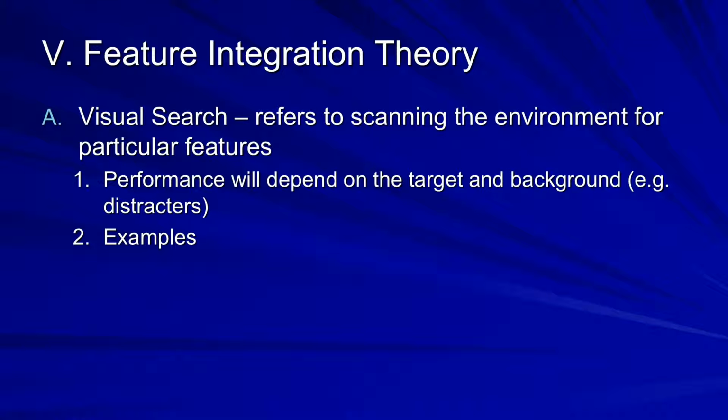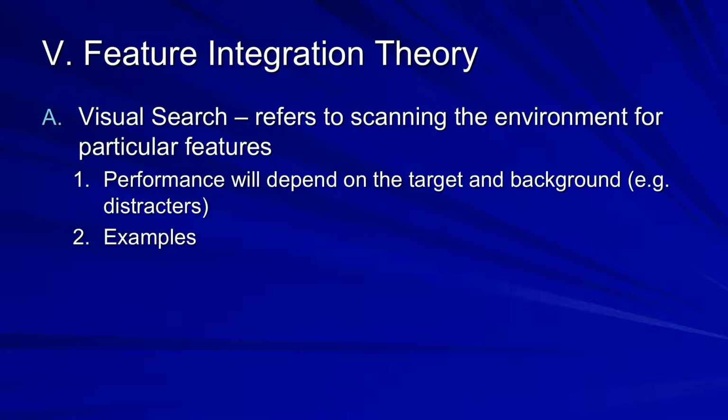in which feature integration theory tries to explain how we find things in our visual environment, how we pay attention to them, and how we allocate our attention towards specific objects in our environment. So basically a visual search of our environment. So this refers to scanning the environment for particular features. Performance on these kinds of tasks will depend on what we're looking for, what we call the target, and its background. So this is related to the Ulric Neisser demonstration we did previously under pattern recognition. It's a similar kind of task where you're scanning the environment trying to find something.